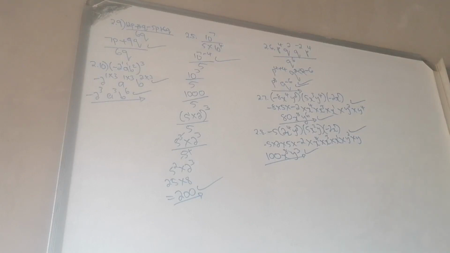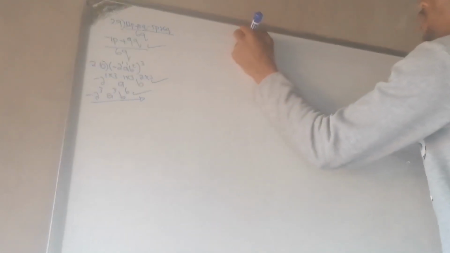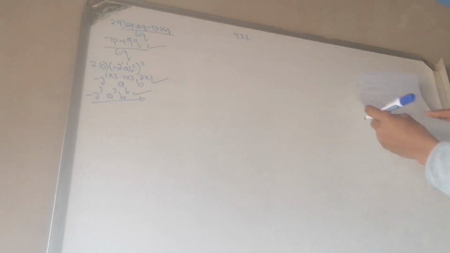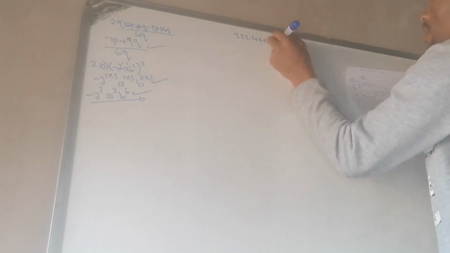Solve for x. 3.3.1: 4x plus 5 equals 5x minus 9.